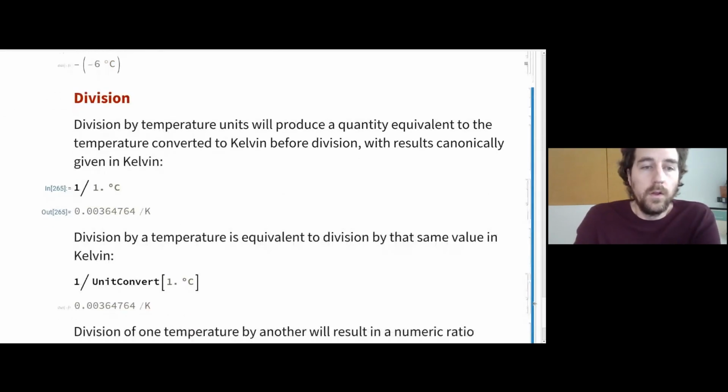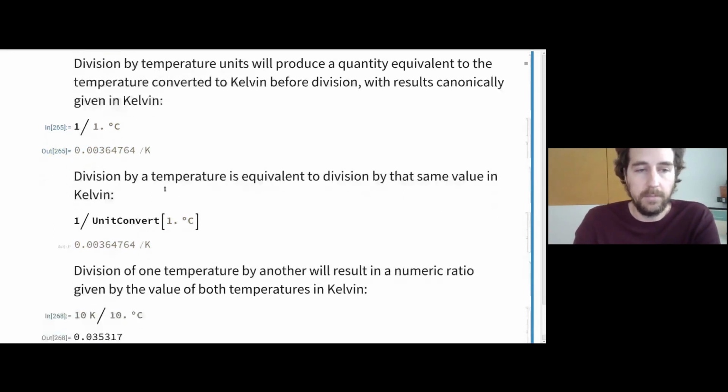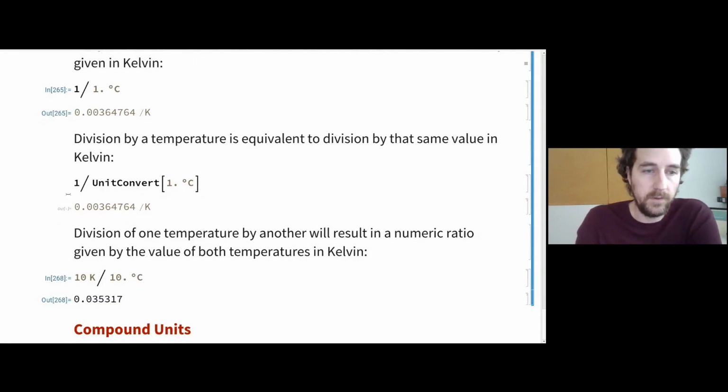We'll have time for questions here shortly, but just a quick note on division, that dividing a temperature unit will give you the equivalent of converting that unit into Kelvin beforehand. So 1 over 1 degree Celsius is the same as 1 over convert 1 degree Celsius to Kelvin. Again, we return Kelvin here by default as a way of avoiding ambiguity in the interpretation, and dividing one temperature by another gives you a ratio, just like any other unit division.